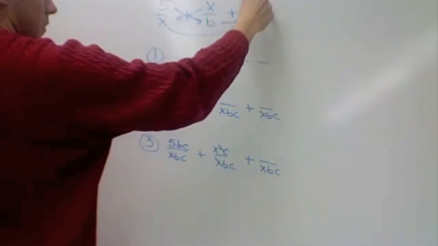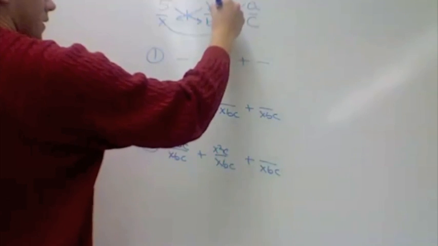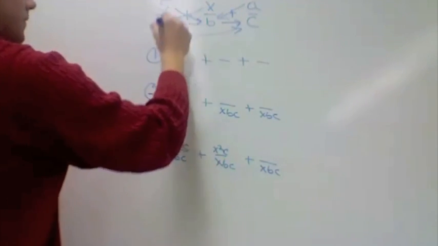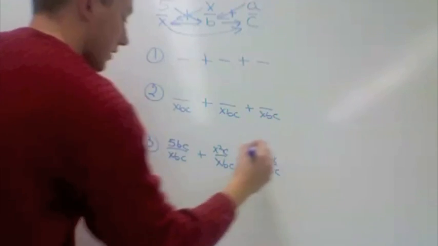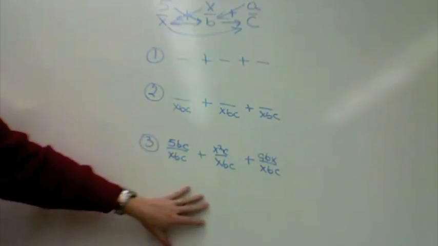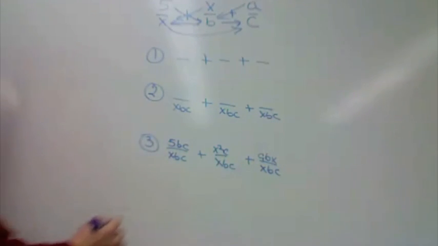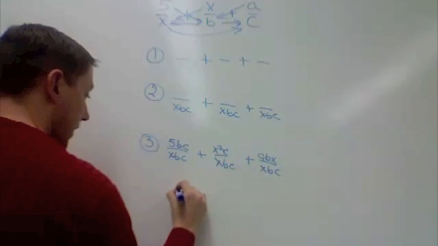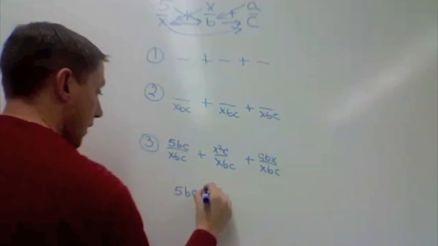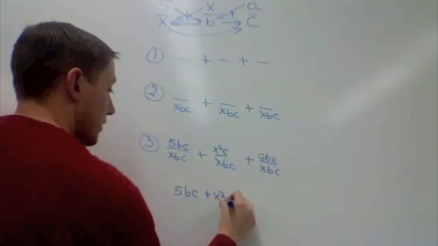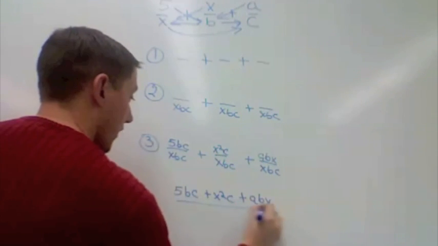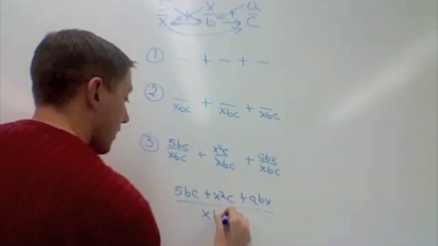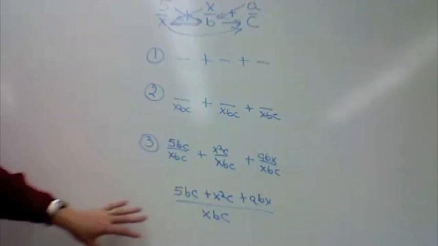Now we're going to multiply a times b times x. We'll draw some arrows here again. So a times b times x gives us abx. Now we've found our common denominator, so we're just going to add across. So we get 5bc plus x squared c plus abx, all that over xbc. And that's going to be our least common multiple.